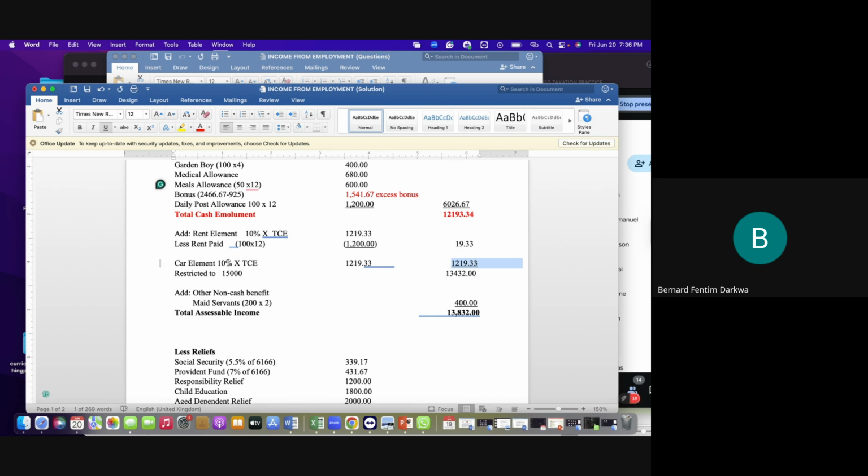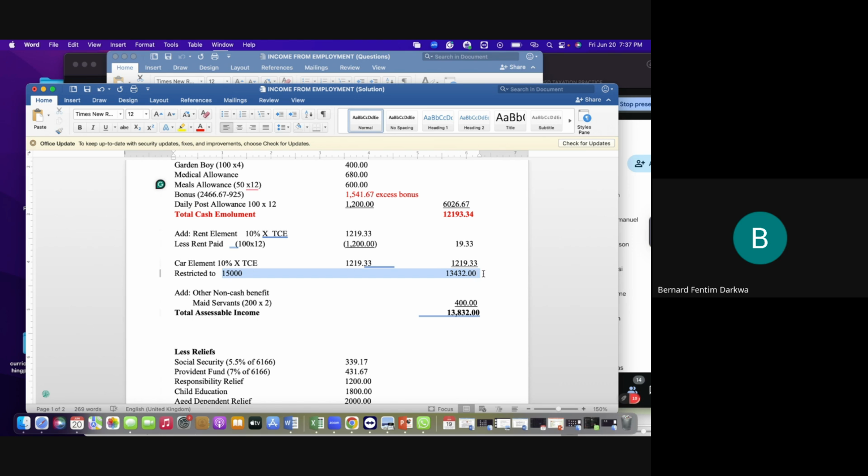But one thing you have to remember is that the car element has limits. I told you that 12.5% of TC is limited to maybe 1,500 per month, the maximum amount that you cannot go beyond. This one, the 10% of TC, is restricted to 15,000. So when you calculate and it's more than 15,000, you disregard it and use the 15,000. But this one, 10% of the TC is just 1,219. So it's within, and we are using the 1,219. You add it to this one, then you get this total amount.